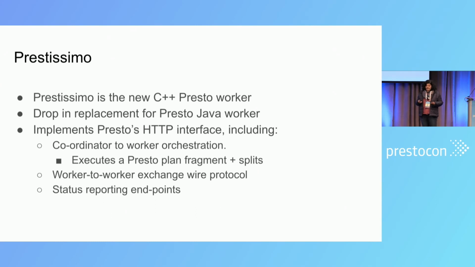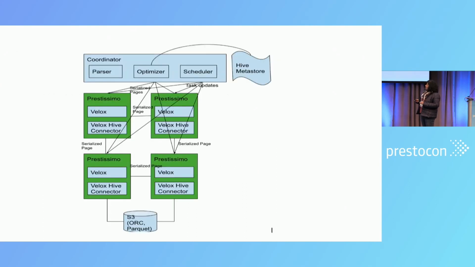And the last thing in the Prestissimo server is the status reporting. So your coordinator can ask for task updates, and the Prestissimo server reports all stats back to the coordinator. This gives a better visualization of what's happening in the system. The Presto coordinator is the same, so the parser, optimizer, scheduler, everything is the same. The Hive metastore is the same. And the server orchestration comprises sending requests to the workers to execute plan fragments. You have serialized pages flowing everywhere, and the coordinator can ask the workers for task updates.